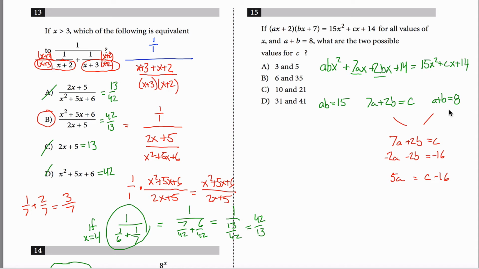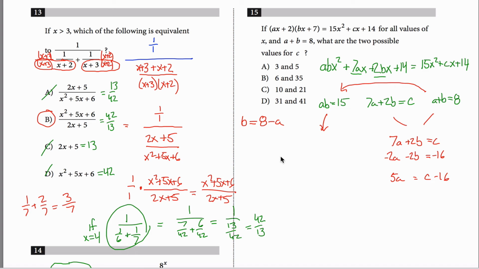ab equals 15 and a plus b equals 8. I'm going to do a substitution method to combine these. But be careful, I want to substitute for b, because I don't want to end up with any b's in the equation I produce from these two, since I want to later put that together with this one. So I want to get rid of my b's. From this equation, I know that b equals 8 minus a.